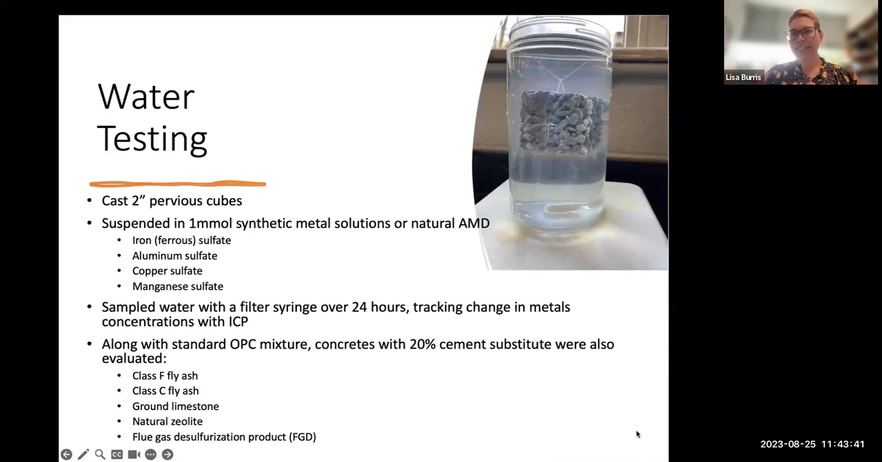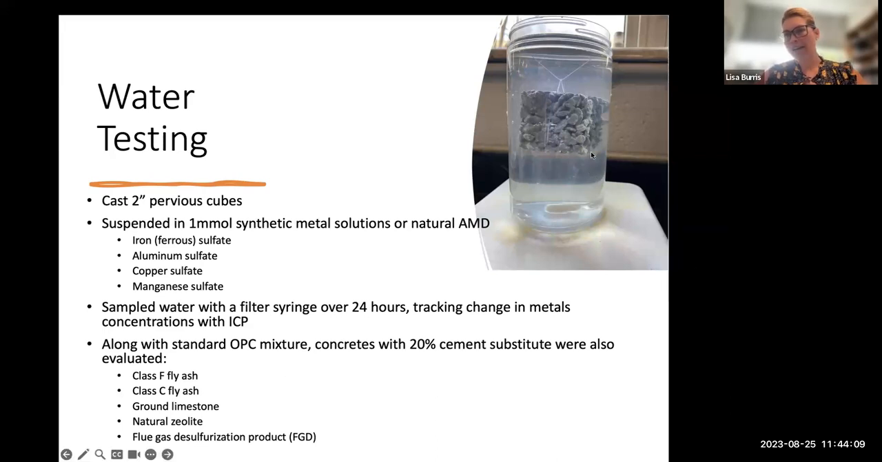So for water testing, we suspended 2-inch pervious cubes, so rather small samples, in a liter of synthetic solution. We tested both with single ion metal solutions, so just iron sulfate, just aluminum by itself. We also made synthetic AMD solutions that had proportions more similar to the natural AMD material. And then we also tested the natural AMD that we retrieved from the site.